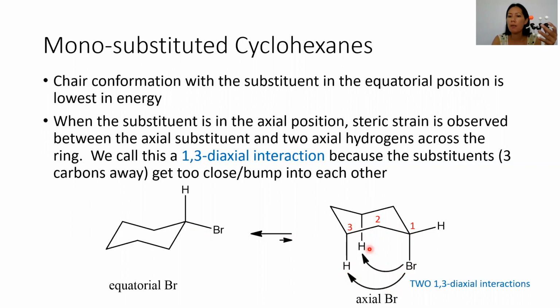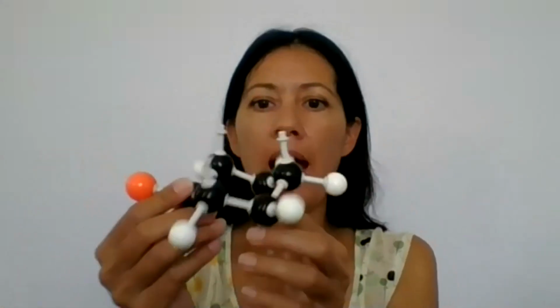So this is going to be less favorable because of this repulsion. So this is going to cost you something. There's going to be what we call steric strain. So it's higher in energy. So the preferred conformer will be the one with the bromine in the equatorial orientation. So here I have my chair, the bromine further out away from the ring, that's preferred.